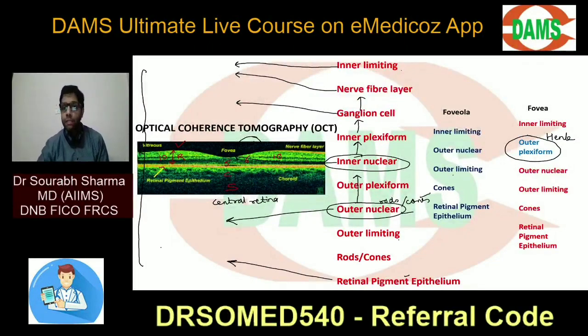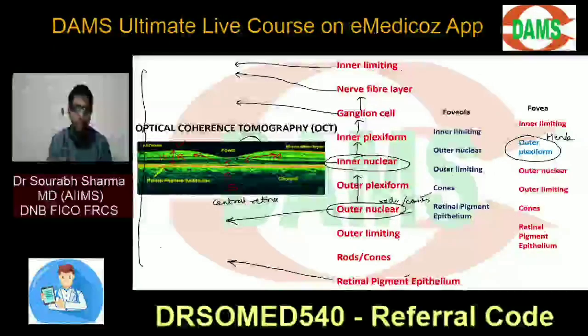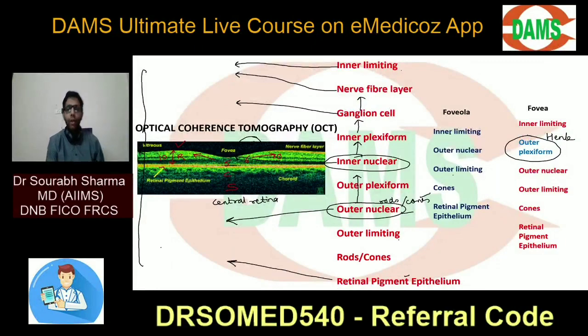And see, the outer plexiform is present in the foveola and the rest of the retina. The orientation of the outer plexiform is radial. It goes radial, discovered by the scientist Henle, also known as Henle's layer. Remember this point. It will help you in solving many questions. All right. So I have told you about the basic structure of the retina, the basic layers of the retina, and how they are represented in optical coherence tomography.